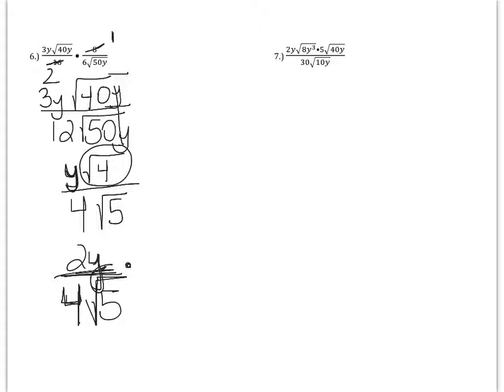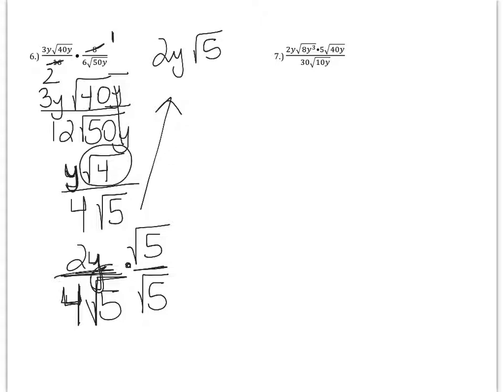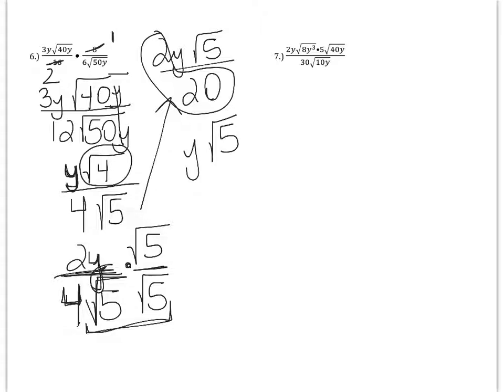I'm going to go ahead and get rid of my radical in the denominator to start with. So I'm going to have the square root of 5 over the square root of 5. I'm going to multiply. And when I do that, I'm going to get 2y square root of 5 over, well, this now becomes 5 times 4, which is 20. And now I'm going to reduce my 2 over my 20 here to 1/10. And I don't need the 1. I can write 1y square root of 5 or just y square root of 5 over 10. And that's my final answer.